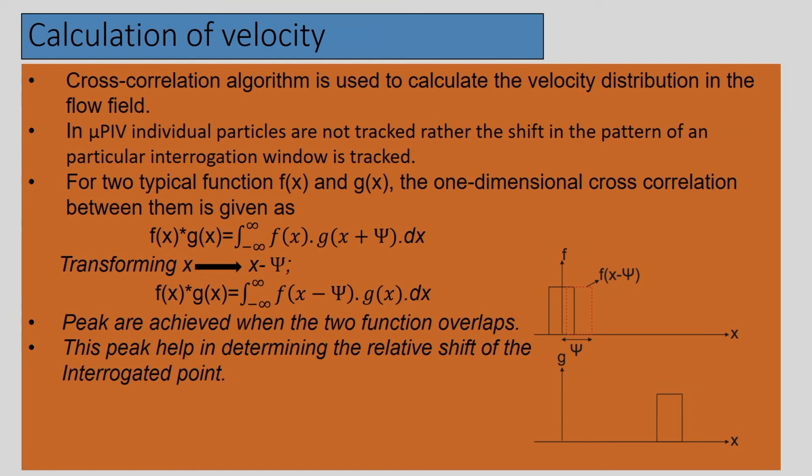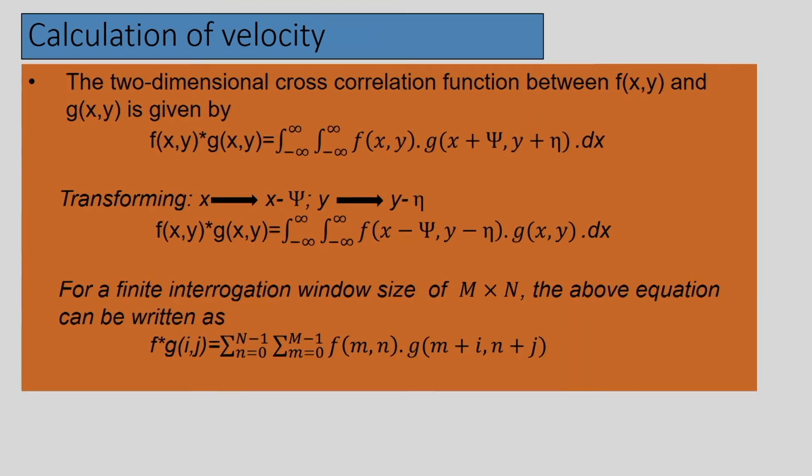By knowing the peak, we are sure that the particles captured in the first frame are there again in the second frame, and from their peak we obtain the relative shift of the integration point. If we can predict the shift, from there we can calculate the velocity, that is, velocity is nothing but delta x by delta t. In the first case I took a one dimensional case only for ease of understanding. This is again for the two dimensional case.